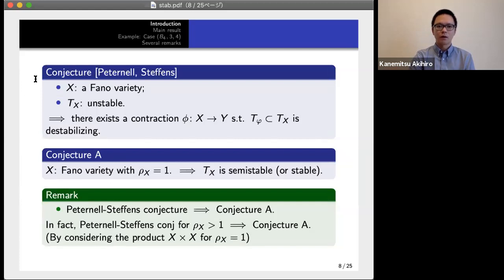The first conjecture implies the second conjecture because there are no non-trivial contractions on a Fano variety with Picard rank 1. So the conclusion of the first conjecture does not hold for any Fano variety with Picard rank 1. So it is just that the tangent bundle is semi-stable. In fact, the first conjecture for the case where the Picard rank is bigger than 1 is enough to conclude the second conjecture. And this follows by considering the product of two copies of the Fano variety.